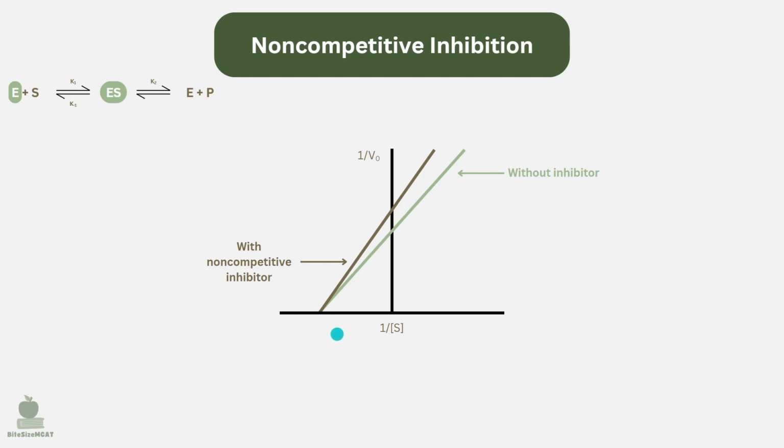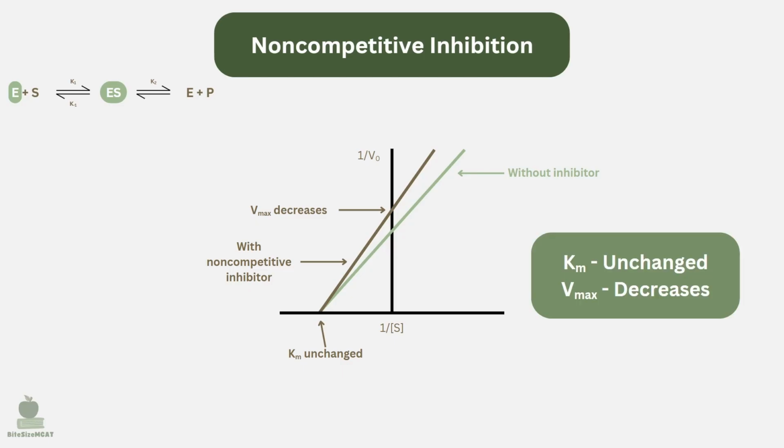Our Km stays unchanged because the inhibitor binds at an allosteric site away from the binding site, and therefore it does not change the enzyme's affinity. Our Vmax decreases because the inhibitor binding to free enzyme and ES complex inactivates them, reducing the total effective concentration of enzyme. So, overview. Non-competitive inhibitors bind to an allosteric site equally on both free enzyme and ES complex. This leads to Km staying unchanged and Vmax decreasing.